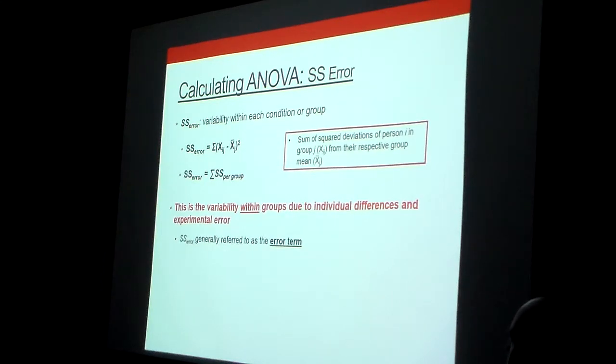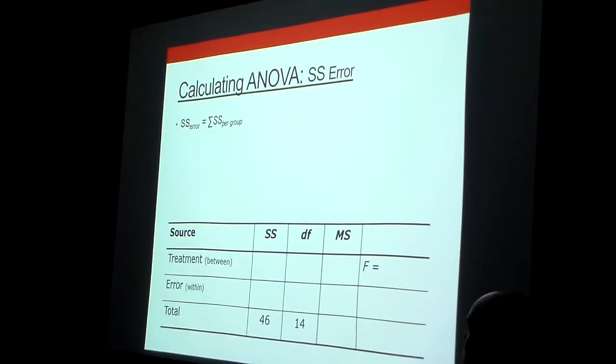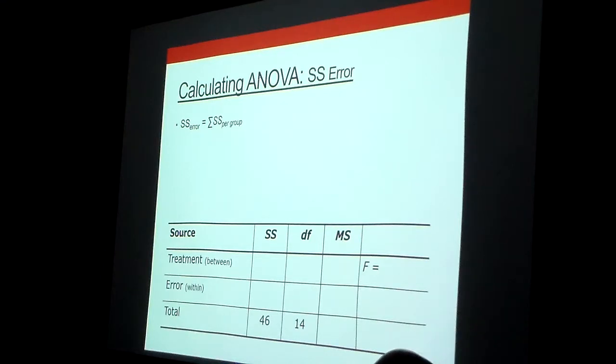And so our sum of squares error, we're going to refer to that as our error term. Our degrees of freedom for our error term is the total number of scores minus the number of levels for our factor, so minus k. Sam, you're my degrees of freedom guy. How many degrees of freedom are associated with our sum of squares error? 12. Yep.